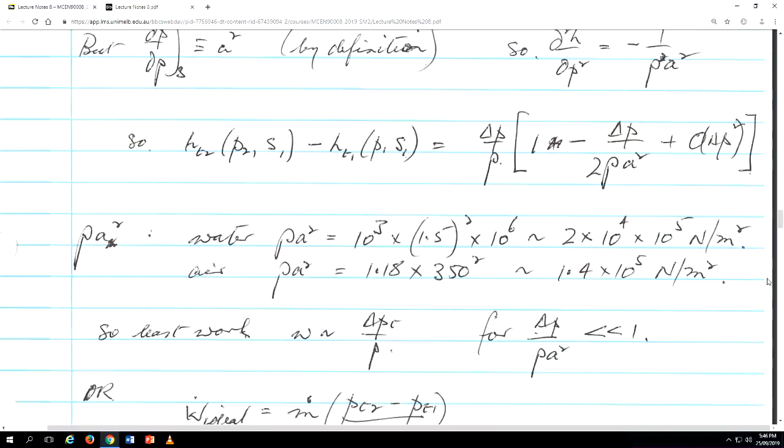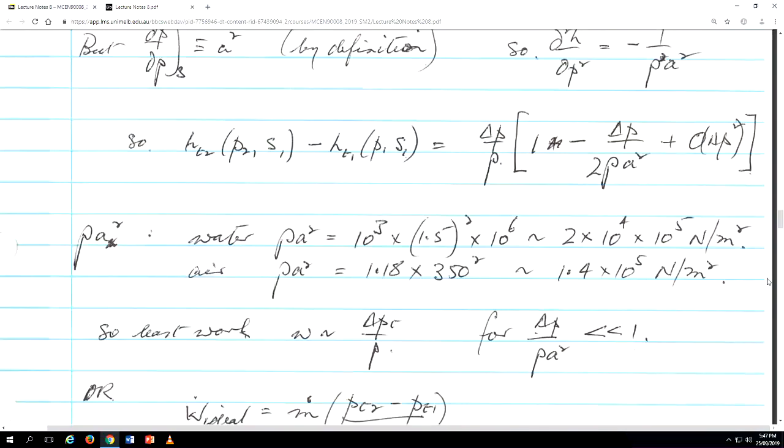Well, let's look at rho a squared for water. For water in SI units, the density's about 1,000 kilograms per cubic meter, and the speed of sound is about 1,500 meters a second. So that's 1.5 squared by 10 cubed squared, which is 10 to the 6th. And so this is about 2, it's 2.25, but it's about 2, and then I've made this 10 to the 4th and this 10 to the 5th, and 10 to the 5th you would know in newtons per meter squared is atmospheric pressure.